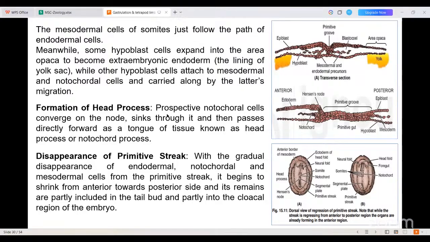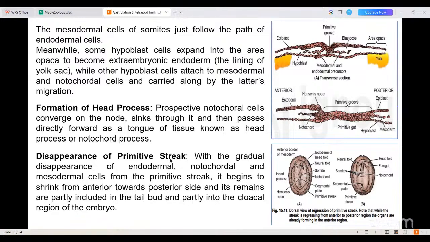So, formation of the head process: those are the prospective notochordal cells. They converge on the node and sink inside. That's the primitive groove, our Hensen's node. They shrink inside and form an elongated rod-like structure, called the notochordal rod. This notochord is also going to give rise to some of the brain cells, some glial cells. When we talk about neurulation, we'll discuss that point in detail.